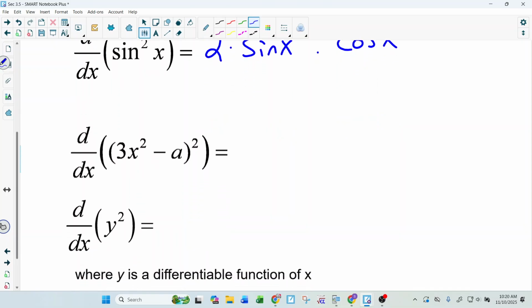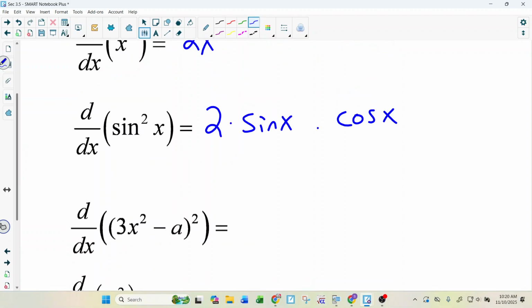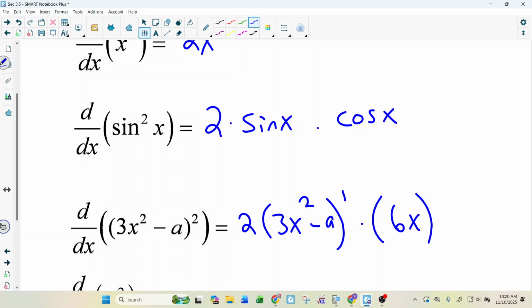Let's say I have (3x squared minus a) squared. That would be, you'd bring down the 2, (3x squared minus a), you'd subtract 1, times the derivative of the inside. Right? Our whole chain rule: derivative of the outside, inside staying the same, times derivative of the inside. So we're still using all those rules, right? We're still going to have product rule, quotient rule, and chain rule. Those aren't going away. We're just going to continue to use them.